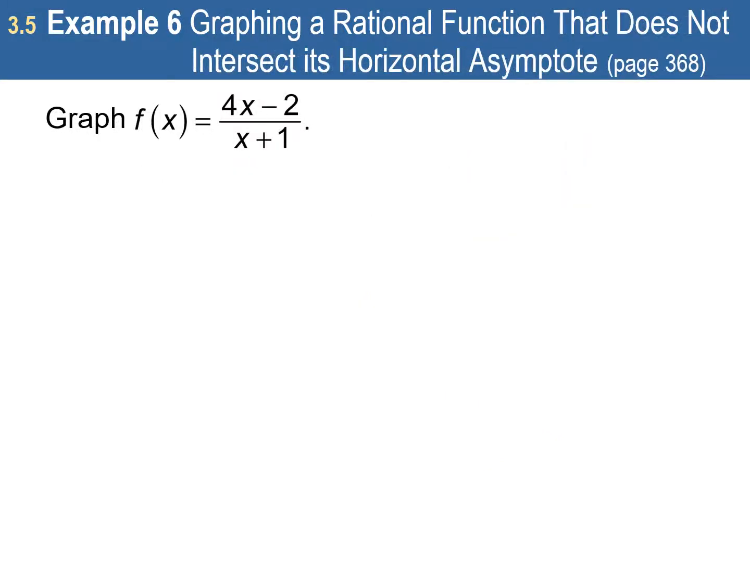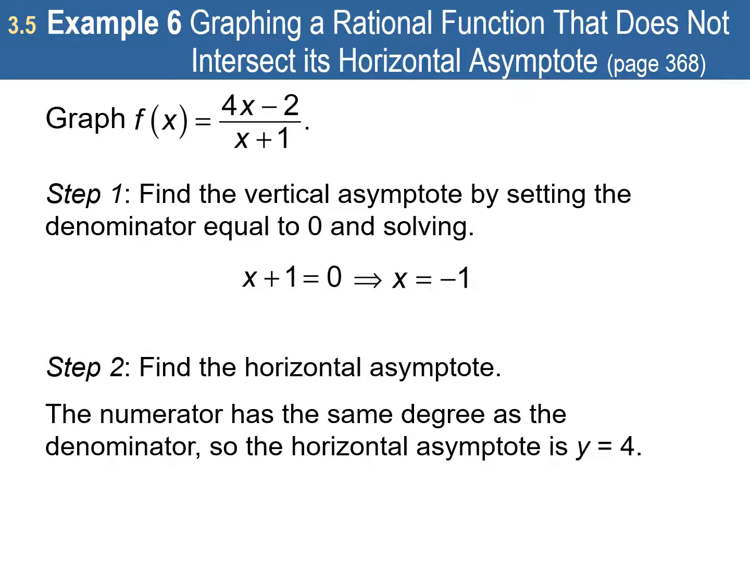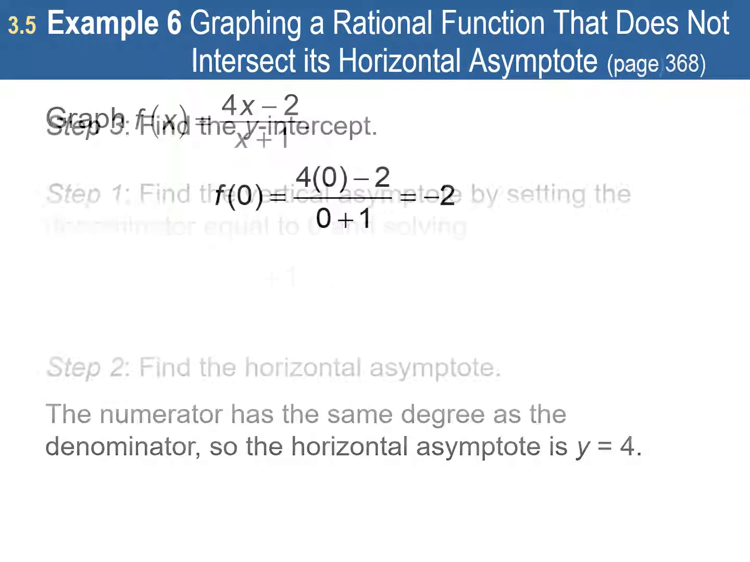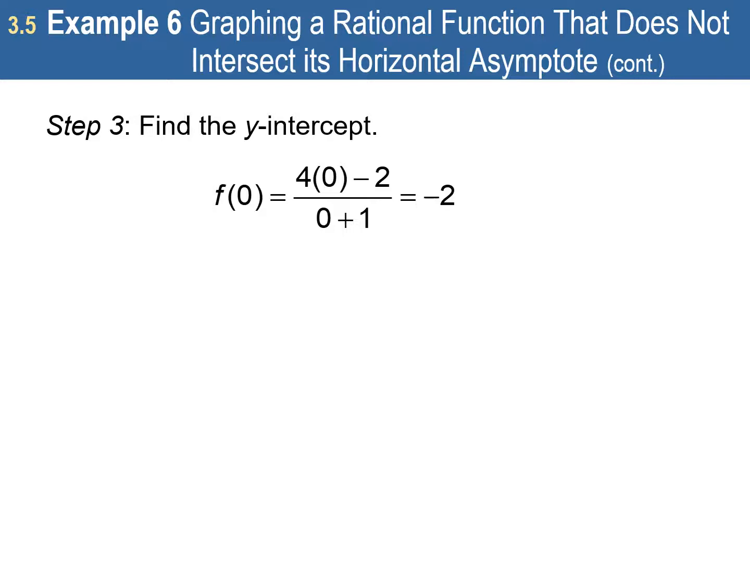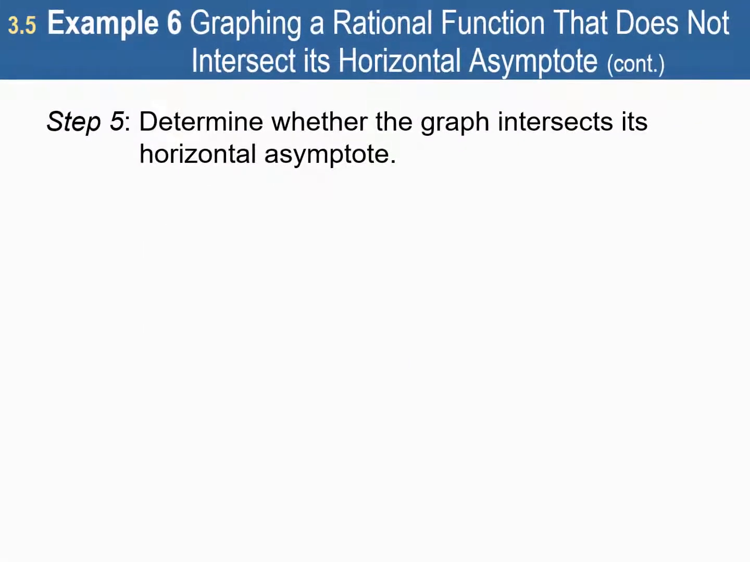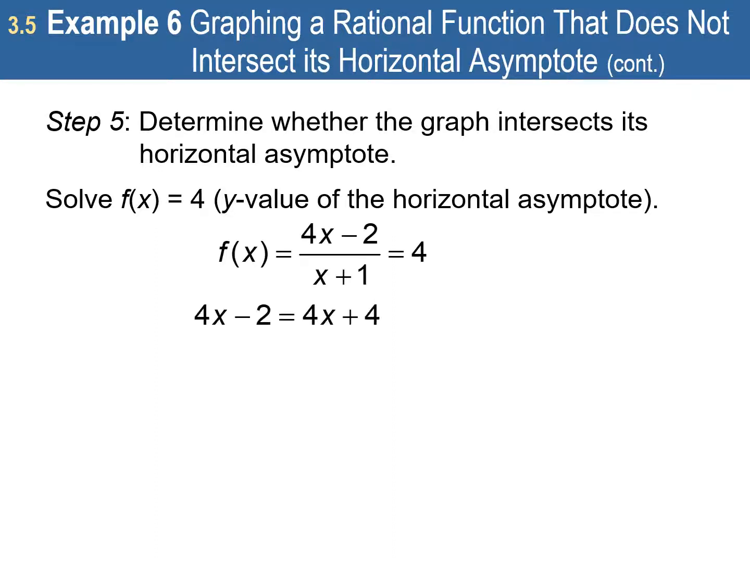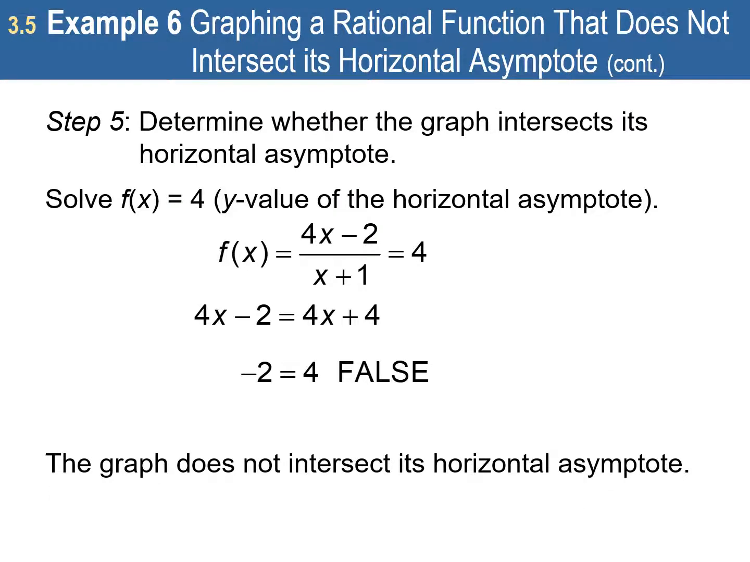So I want to graph f of x is 4x minus 2 divided by x plus 1. You find the vertical asymptote, which is x equals -1. You find the horizontal asymptote, which is 4. Find the y-intercept, which is -2. Find the x-intercept, which is x is 1/2. Determine whether it intersects, and we know that f of x is equal to 4. And that is not a true statement, so it does not.